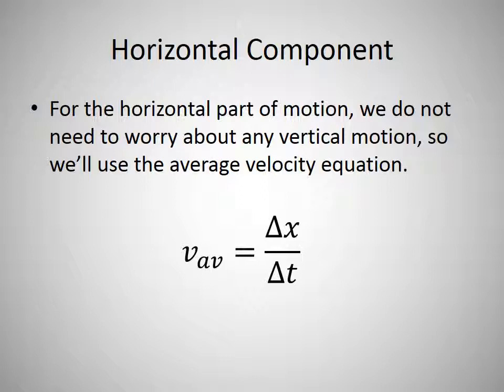For the horizontal part, we don't need to worry about anything vertical, so we'll just use the average velocity equation. Gravitational field has no effect on how it moves horizontally, just like the yellow ball in that picture on the previous slide. So that's just displacement over time.